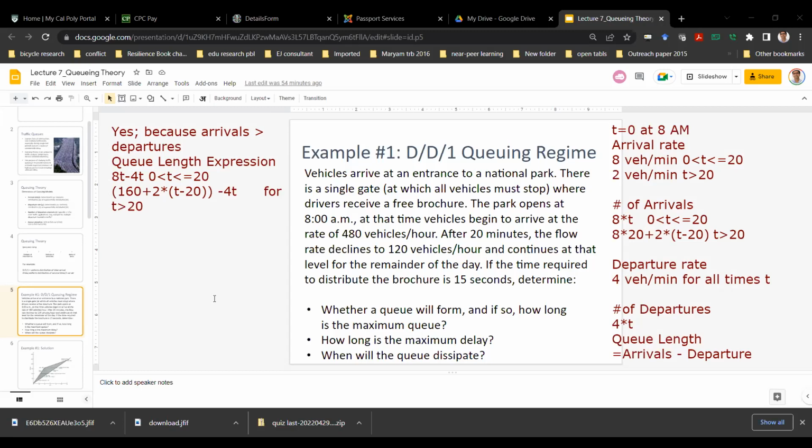Okay, and then when will the queue dissipate? Let's try to answer the last one first. What do you do to figure out when the queue dissipates? The queue goes away at that point. So what you do is you take the queue length expression. What do you do to this expression? You set that equal to 0. That's right. So 160 plus 2t minus 40 minus 4t equal to 0. And if I solve it, I get t equal to 60. Okay, please check the math there.